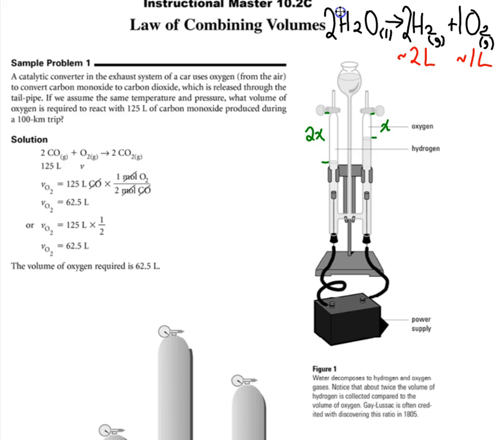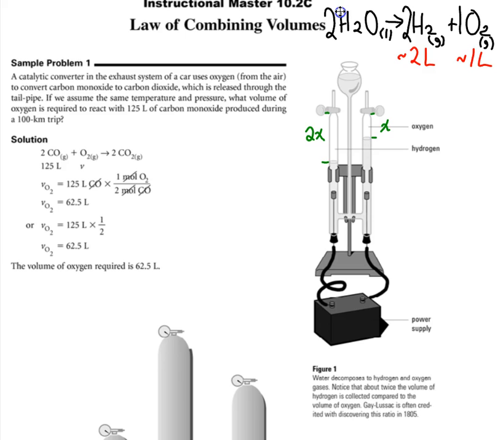So here's a simple sample problem to apply the law of combining volumes. If we have the combustion of carbon monoxide into carbon dioxide, and we have 125 liters of carbon monoxide that is reacting, we're trying to determine what volume of oxygen would be required. In this case, we don't know the conversion from liters to moles. We would, in that case, need to know the density of carbon monoxide and have to work that out. But in the application for law of combining volumes, we can just simply look at the mole ratio and know that the volume ratio will adhere to that exact same whole number fraction.